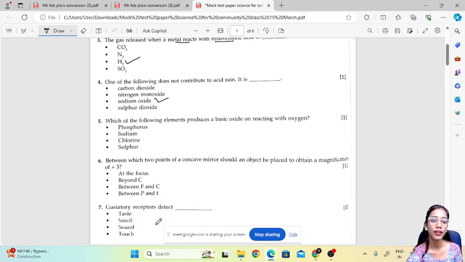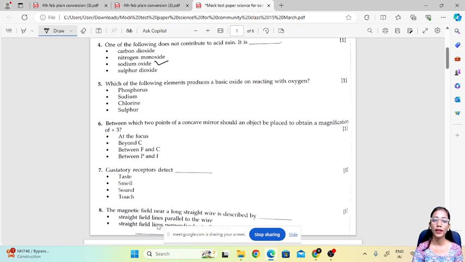Now the next question: which of the following elements produce a basic oxide on reacting with oxygen? Over here there are metals and non-metals: phosphorus, sodium, chlorine, sulfur. We know that the reaction of oxygen with a metal will produce a metal oxide, and metal oxides are basic oxides, whereas non-metallic oxides are acidic oxides. Phosphorus is a non-metal, sodium is a metal, chlorine is a non-metal and sulfur is a non-metal. So the correct option is sodium.